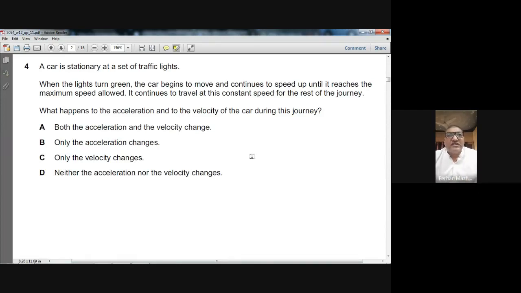So there is a change in the acceleration, and the velocity is definitely changing. So both the acceleration and the velocity change, that looks the right answer. Only the acceleration changes, that's wrong. Only the velocity changes, that is also wrong. Neither the acceleration nor the velocity changes, that is also wrong. So question number 4, A is the choice.